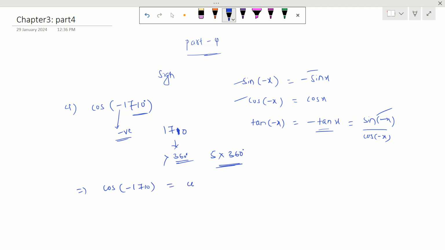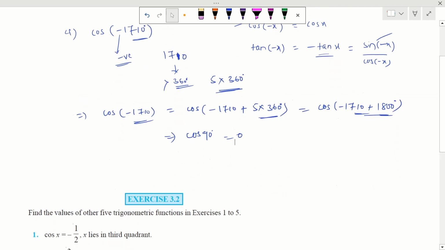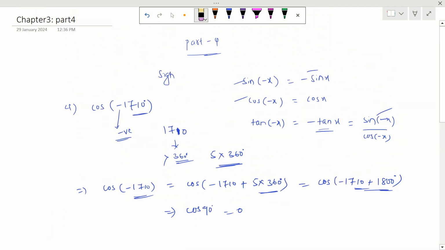To make this positive, we write minus 1710 plus 5 into 360, and 5 into 360 is 1800 degrees. Removing this number, we get cos 90, since 90 degrees remains. Then cos 90 is equal to 0. So this we have solved.